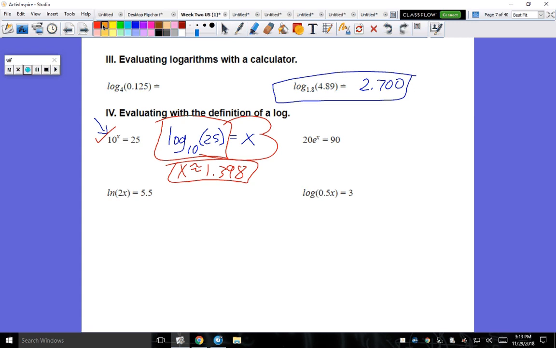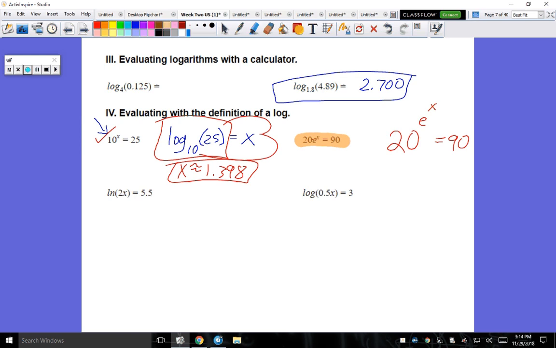Eric, do me a favor. Can you please read this for me? Try not to skip any details. 20 what? Say again? 20 to the e. Keep going. Okay. 20 to the ex equals 90. What he said was that. Who else wants to try it? Go for it. 20 times e to the x is equal to 90.